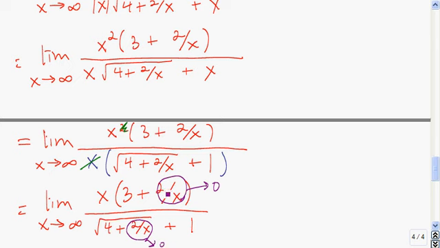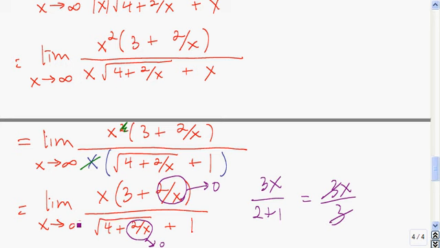So in the top, we have x times 3 plus 0, or just 3 times x. So this top is going towards 3 times x. The bottom is going to the square root of 4 plus 0, or just the square root of 4, or just 2 plus 1, which is 3. So the top is going to 3 times x. The bottom is going to 3. So as a whole, the fraction is going to just x.